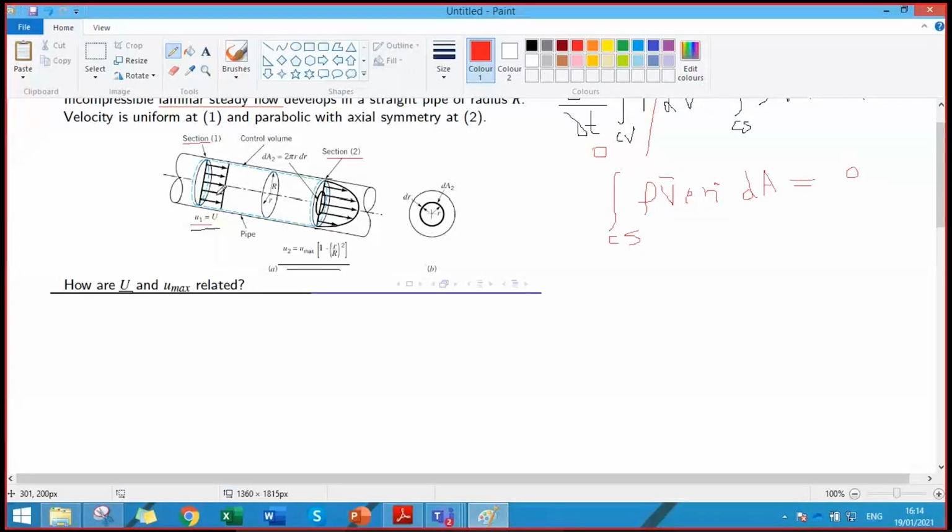Yes, sir. So we can write this integral at the inlet as minus rho A1 into U1, which is basically capital U, right?